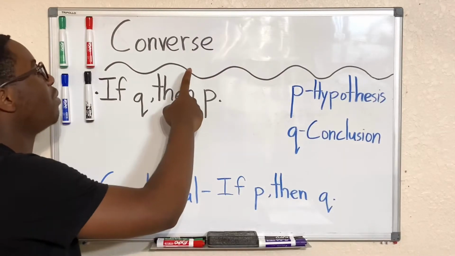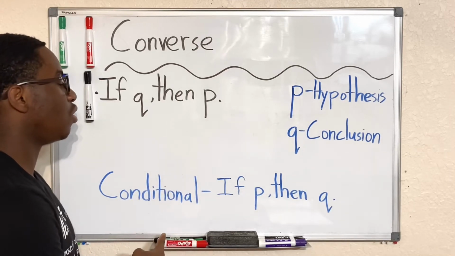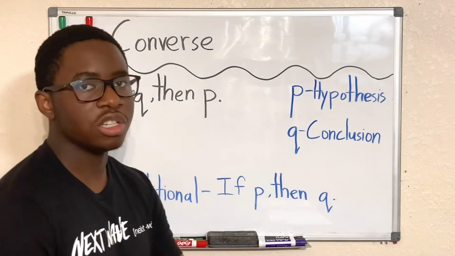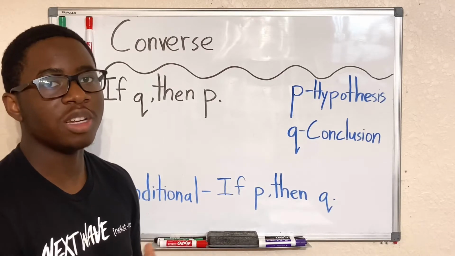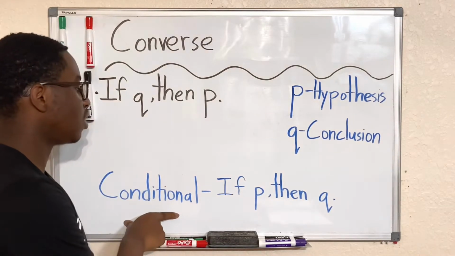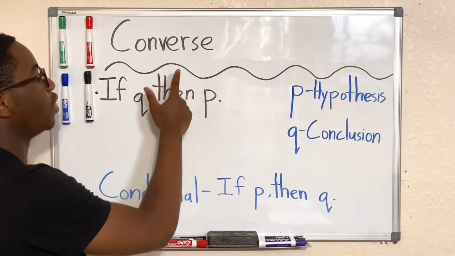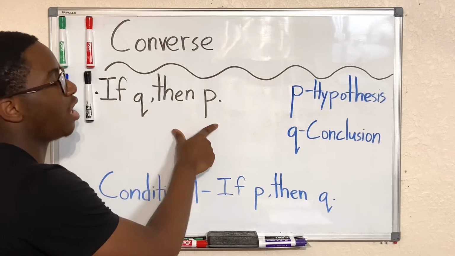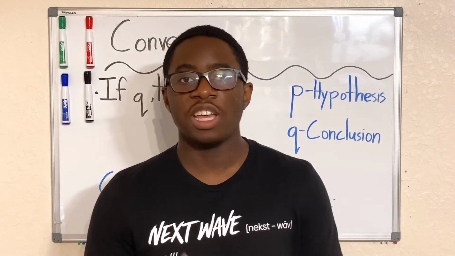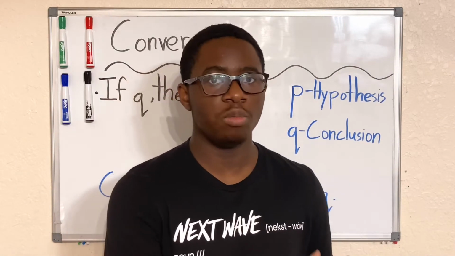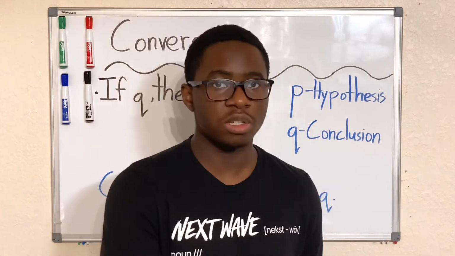Now, the converse statement is if Q, then P. If you see your conditional statement, you'll notice that a converse and a conditional are just switched around. Their hypothesis and conclusion are going to be switched around. With your conditional statement, you're going to have your if, your hypothesis, then your conclusion. However, with the converse, you're going to have if, your conclusion, then your hypothesis. So like the example we mentioned before, for a conditional statement, if it's winter time, then it will be cold. For a converse statement, if it's cold, then it's winter time.